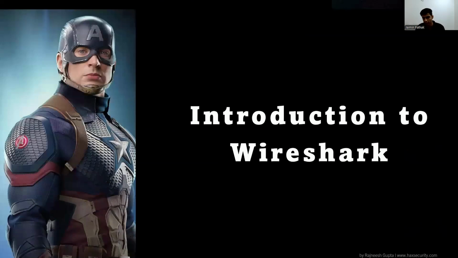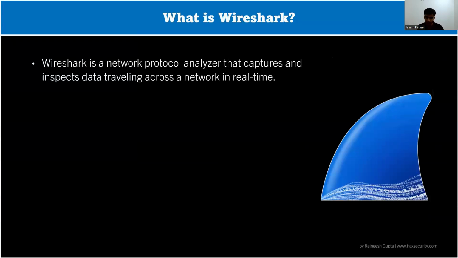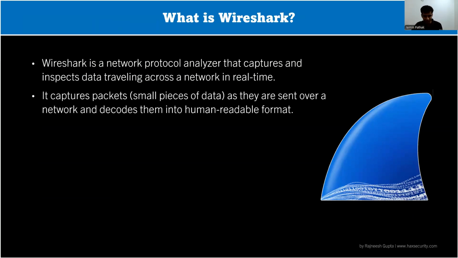Okay, so let's talk about the introduction to Wireshark. What is Wireshark? Basically, it's a protocol analyzer which captures and inspects the data across a network. It means the traffic which is going in real time, or even traffic that has already been captured, we can analyze in Wireshark. Why? Because whatever traffic is going back and forth in any network, it will be in binary form. It is not actually in a human readable format. So Wireshark helps us decode that packet into a human readable format so everybody can understand it.